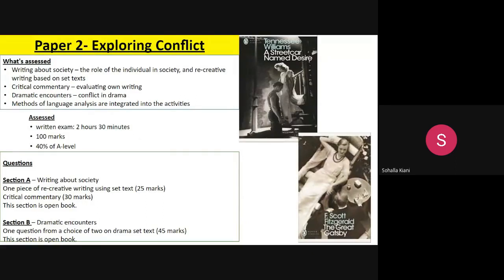Paper 2 is called Exploring Conflict, and for this you only look at 2 texts. The first is Great Gatsby, and your bridging project is also based on this text. The second is the play A Streetcar Named Desire, one of my favourite plays.